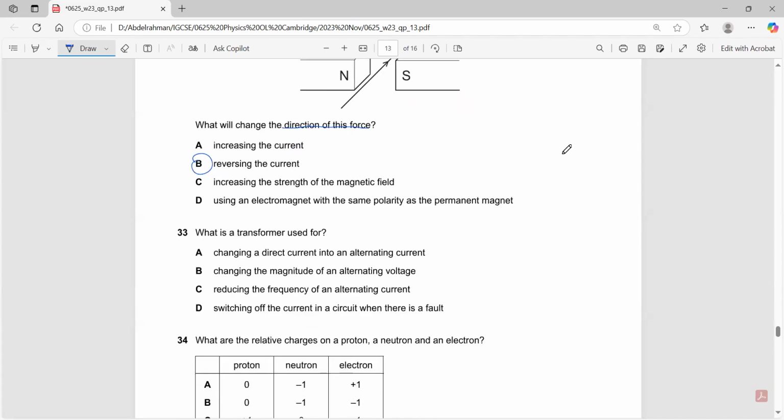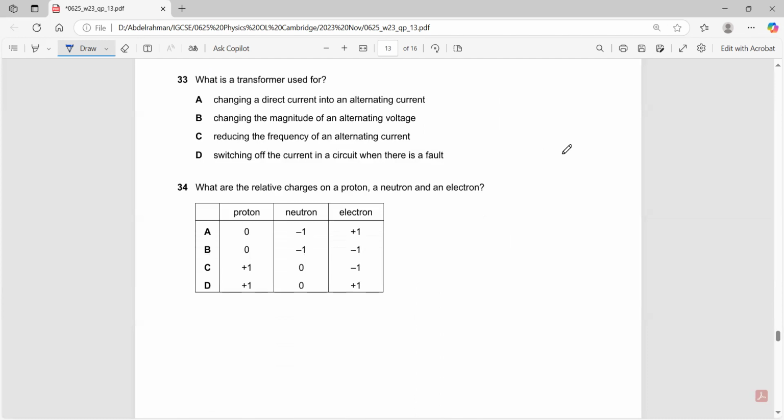What is a transformer used for? Is it used for changing a direct to an alternating current? No, it's not. Is it changing the magnitude of an alternating voltage? Can it be used to change the magnitude, the amount of the voltage produced? Yes. We have step-up transformers and step-down transformers. You literally increase the voltage, stepping up the voltage, and you step down the voltage. So you're changing the magnitude of this voltage.